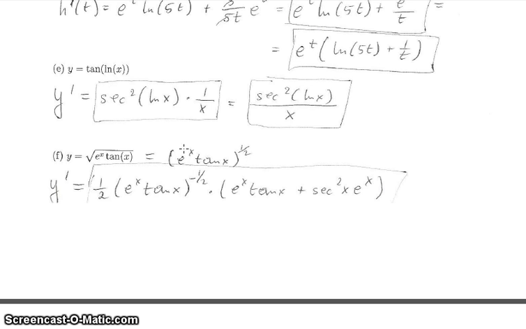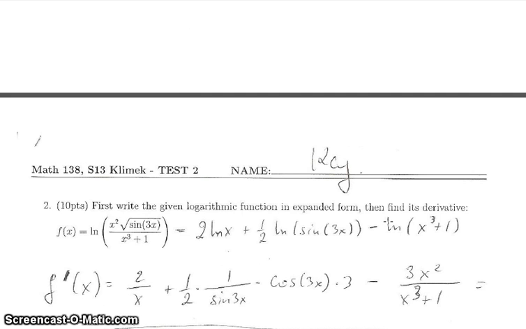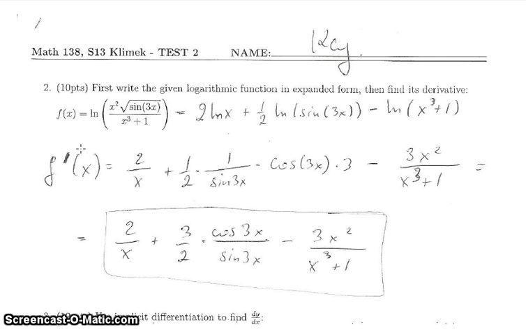So we have the derivative of e to the x is e to the x multiplied by tangent of x plus the derivative of tangent of x is secant of x squared multiplied by e to the x. And that's the derivative over here. Problem 2. First write the given logarithmic function in expanded form, then find its derivative.